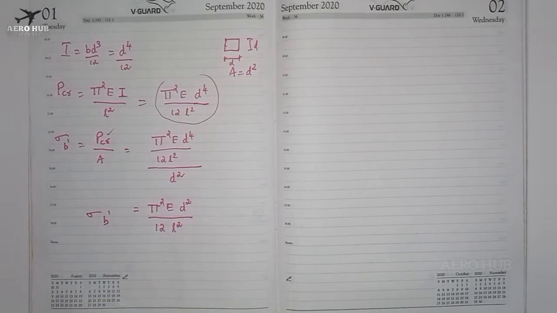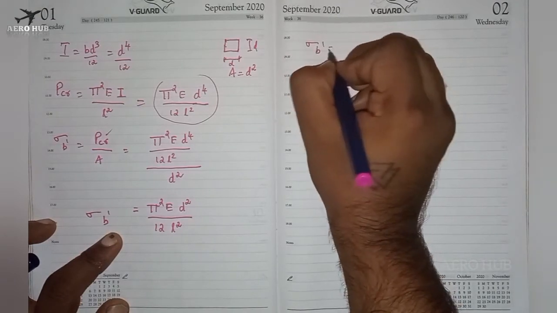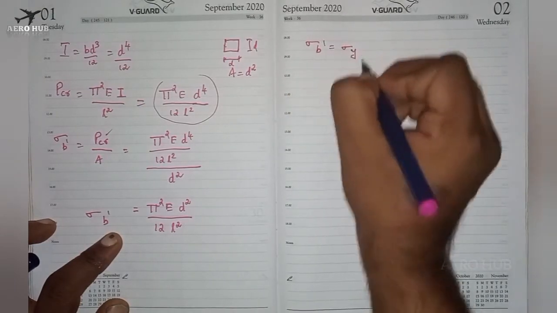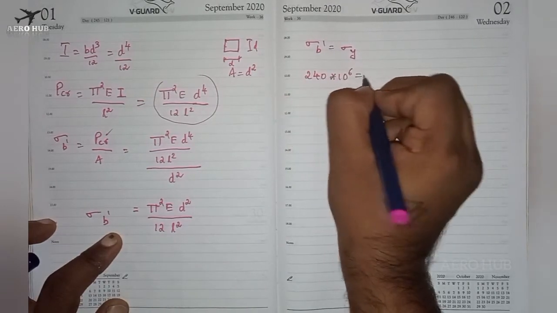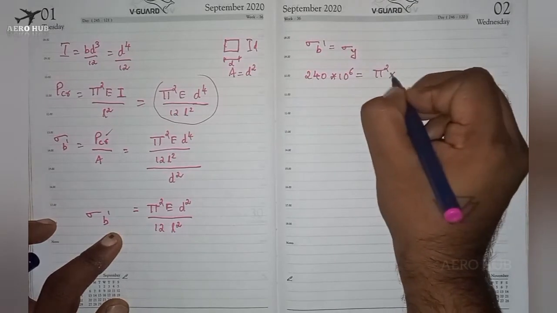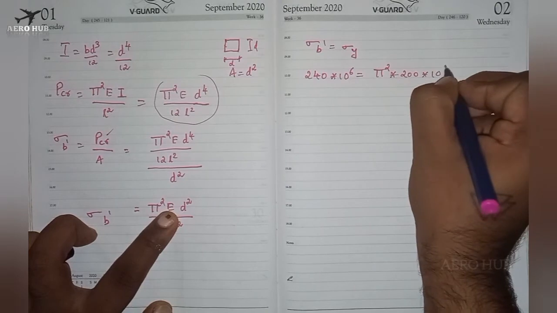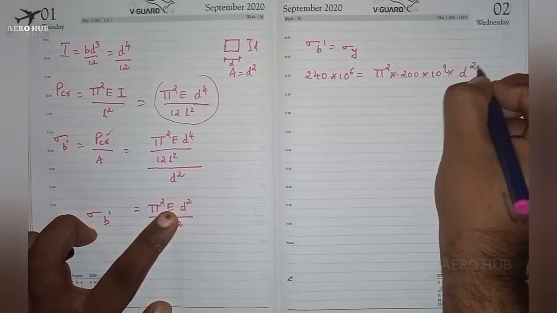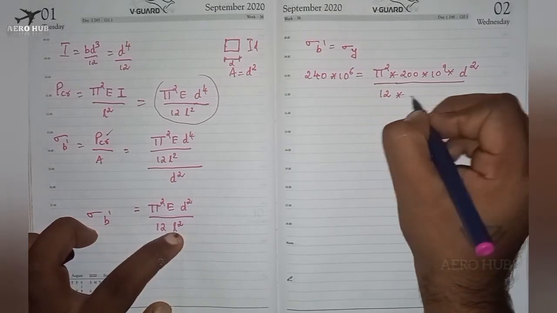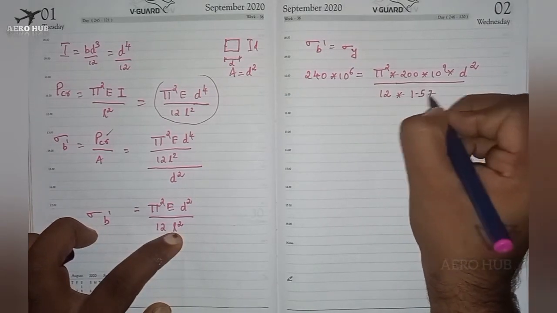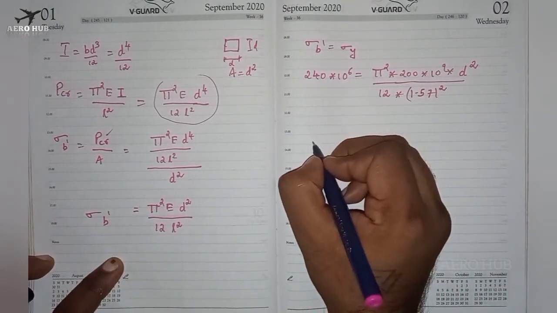So we got the value of sigma b dash, and in the question it is given that the buckling stress will be equal to sigma y, that is the yield stress, and yield stress is 240 megapascal. 240 into 10 power 6 is equal to pi square into the value of E, 200 gigapascal, 200 into 10 power 9, into D square, that we have to find out, divided by 12 into the value of L, 1.57 square. So I can find out the value of D square.